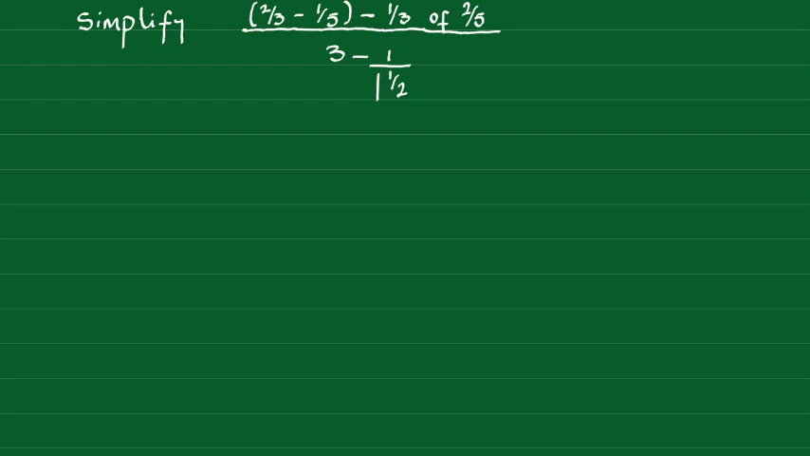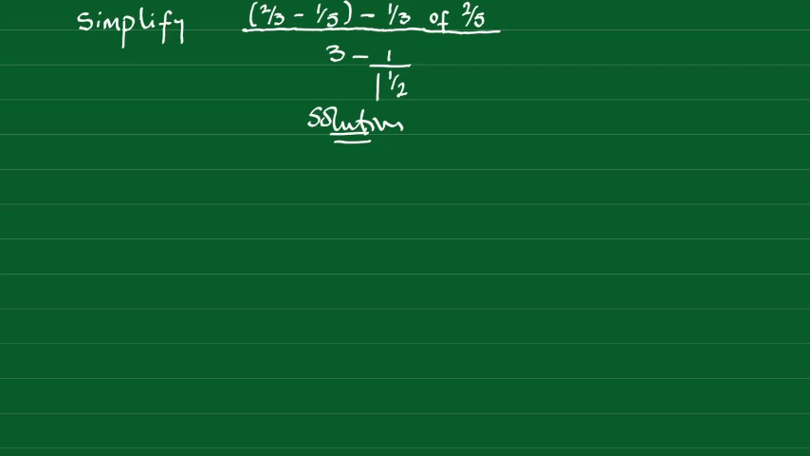All right, guys, welcome. So I have this question from JAMB 1984, question 1, where we are asked to simplify (2/3 minus 1/5) minus 1/3 of 2/5, all divided by 3 minus 1 divided by 1 1/2. Now quickly we dive into this by writing solution.